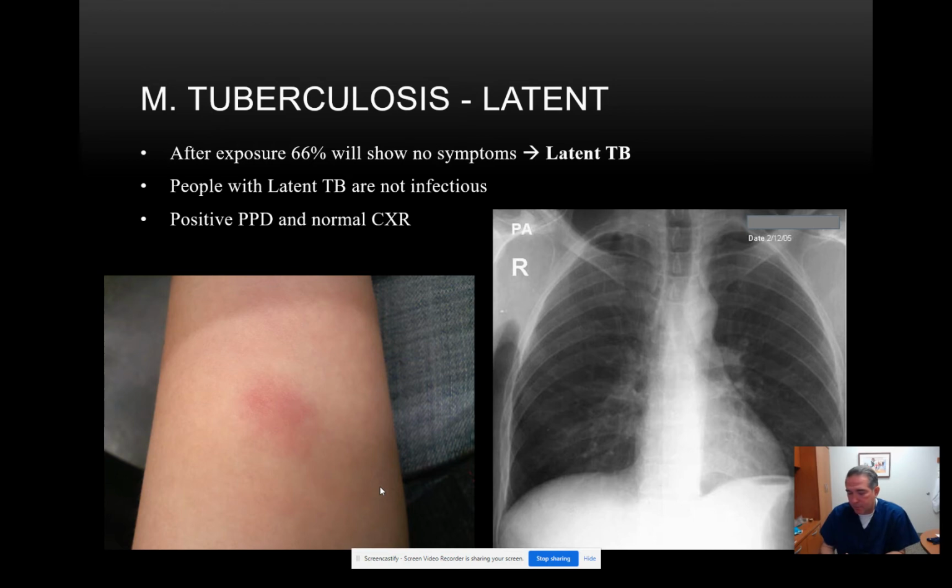Again, that primary disease usually resolves, whether you were symptomatic or not. After that primary disease resolves, then you have latent TB. And that is quite a big group of people. They're not infectious at that point, but they have a positive PPD and a normal chest x-ray.